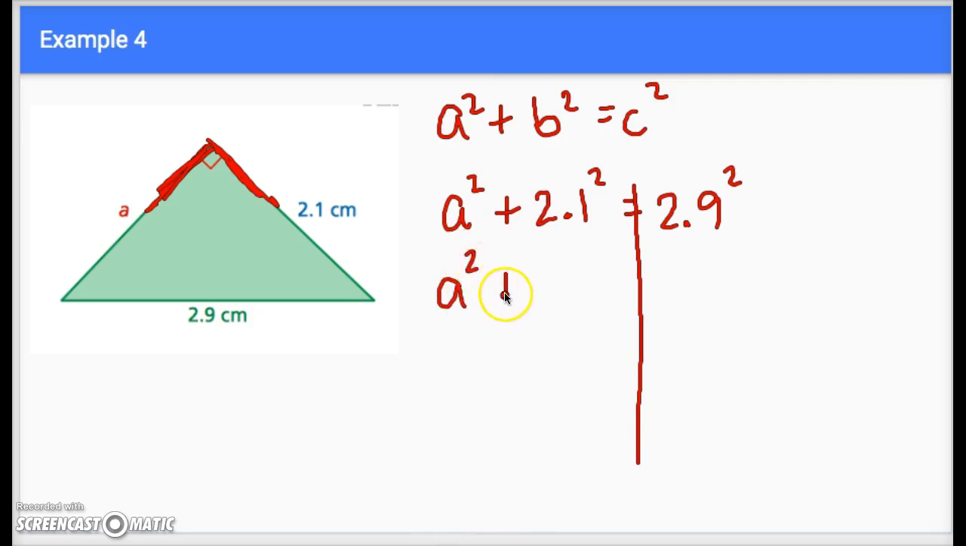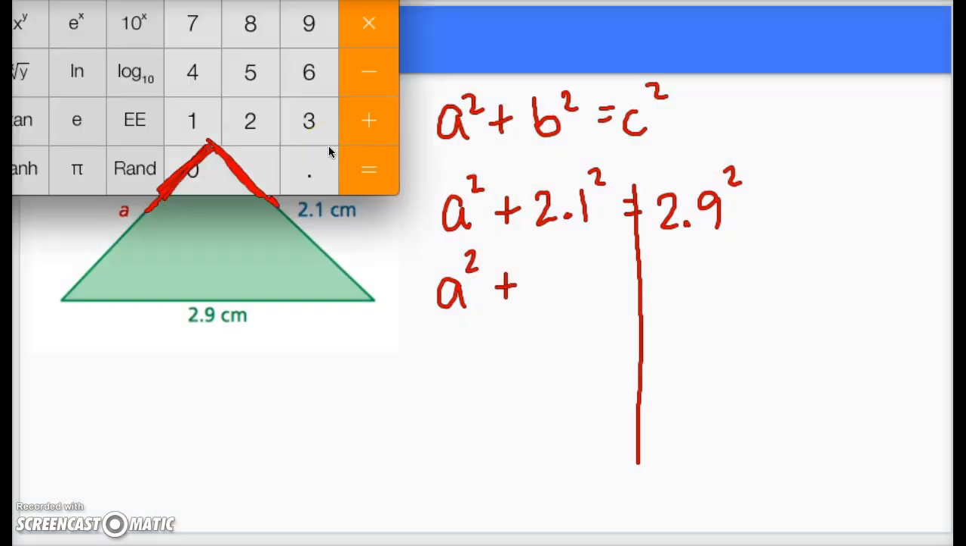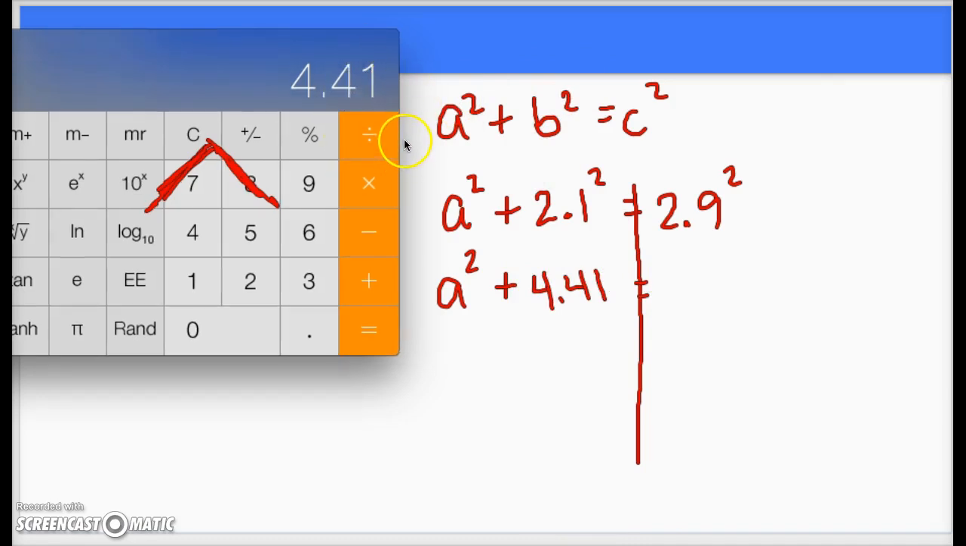So a squared plus, well, 2.1 squared, 2.1 times 2.1. You can use your calculators on this. Okay, I just typed that in, 2.1 times 2.1, and you get 4.41. And then 2.9 times 2.9, you get 8.41. Okay, now notice our equation looks a little bit different.